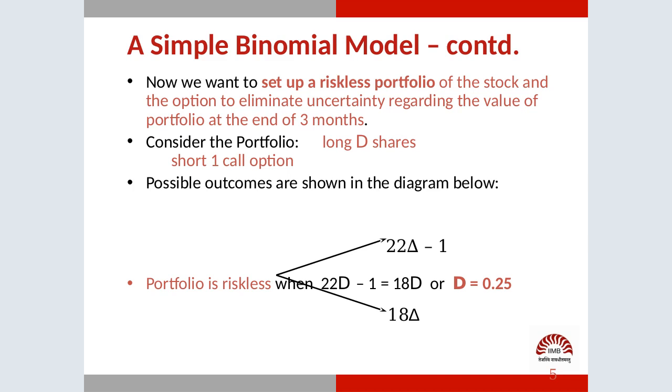I now want this portfolio to be riskless. What do I mean by being riskless? I don't care whether the price goes up or the price goes down. Irrespective of where the price goes, I want the value of this portfolio to be the same. So I have to equate the two: 22 delta minus 1 will be equal to 18 delta. And when I solve for it, your delta or D works out to be 0.25.